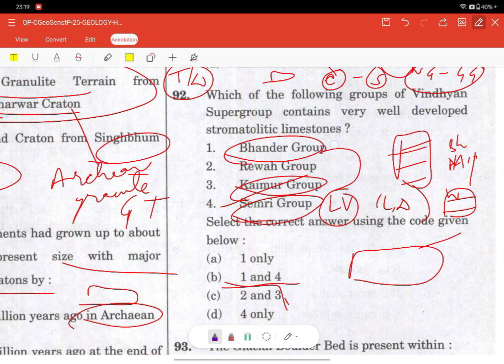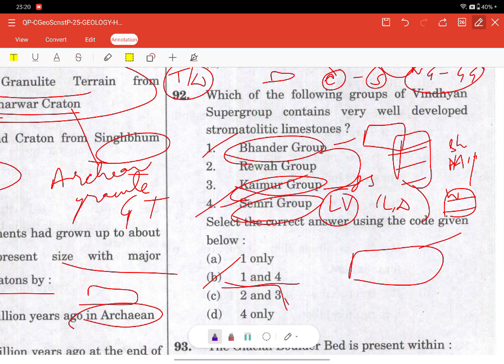Then we have this Bhander group, and it is present in the upper Vindhyan. They have this thick limestone sequences, well developed stromatolites and algal lamination, and they indicate the prolonged stable shallow marine sedimentation. Semri and Bhander is that 1 and 4. Now we have this Kaimur group. Kaimur group is something that has been dominated by the sandstone. It is fluvial to nearshore and stromatolites are absent over there. And Rewa is sandstone shale dominated. It's deltaic to fluvial environment and it is not suitable for stromatolitic growth.